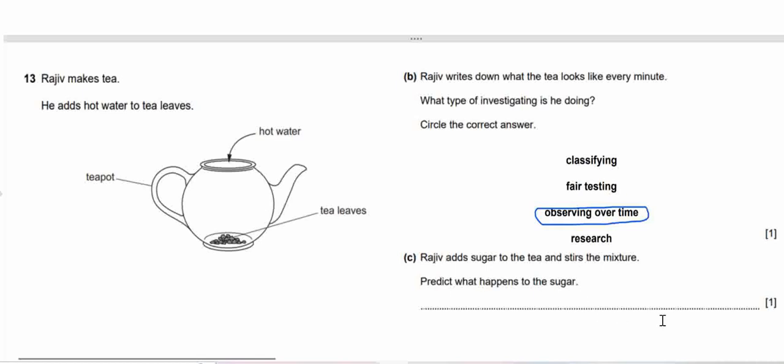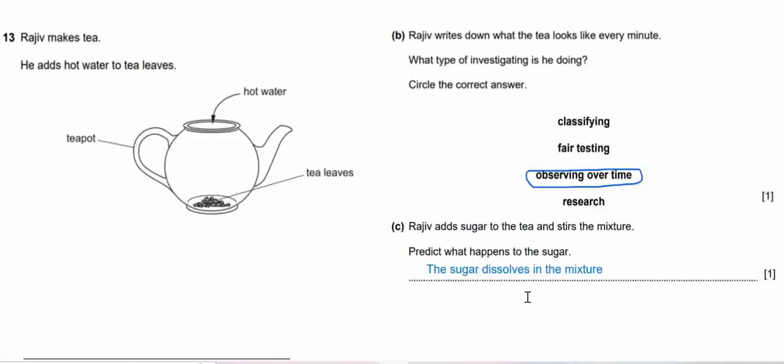10 seconds. Let's check out the answer, guys. Okay, the sugar dissolved in the mixture. We hope you got it correct. Right, so because we drink tea often or frequently, we know the sugar dissolved in the mixture, because sugar is dissolved in tea.